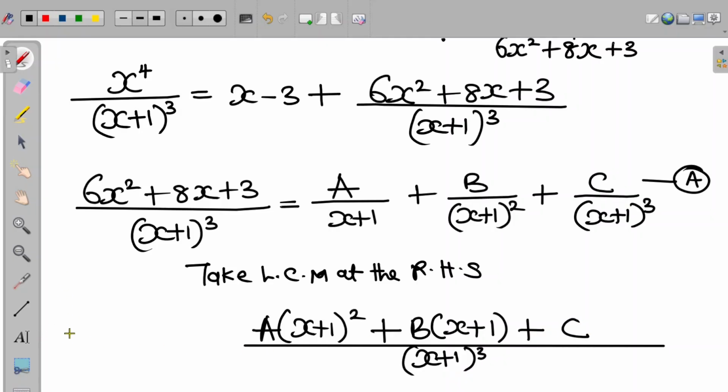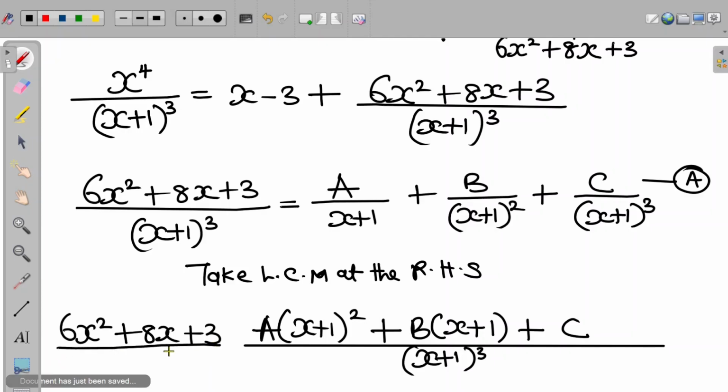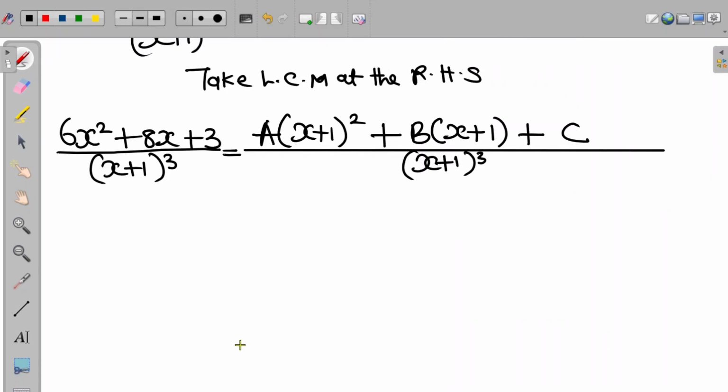Now, let us bring down the left-hand side. So we have 6x squared plus 8x plus 3 all divided by (x plus 1) all raised to the power of 3. Now, looking at the left-hand side and the right-hand side, it's obvious that the denominators are the same. So therefore, we equate the numerators.